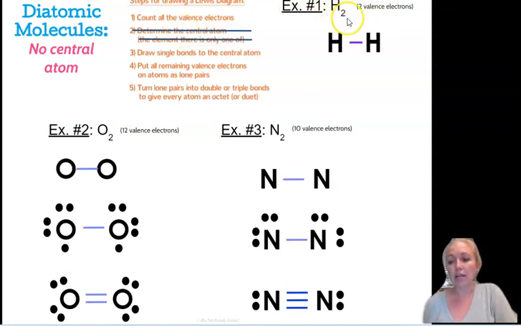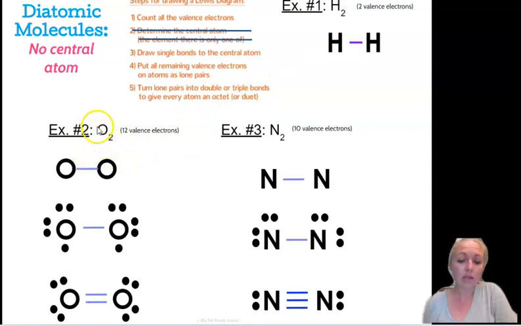So here hydrogen just has 2. Then you draw your single bond between your 2 atoms, and remember that that line represents a bond of 2 electrons. So I've got 1 here, 1 here. Each of the 2 has completed their duet, so I'm good with hydrogen.